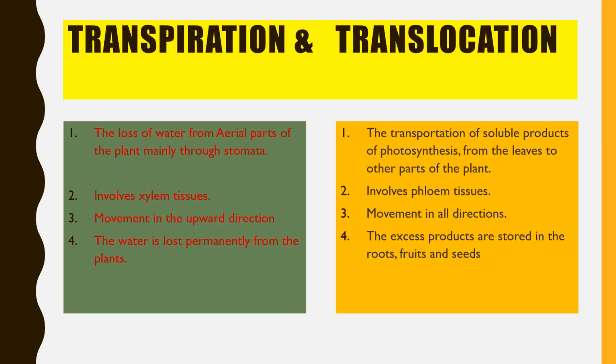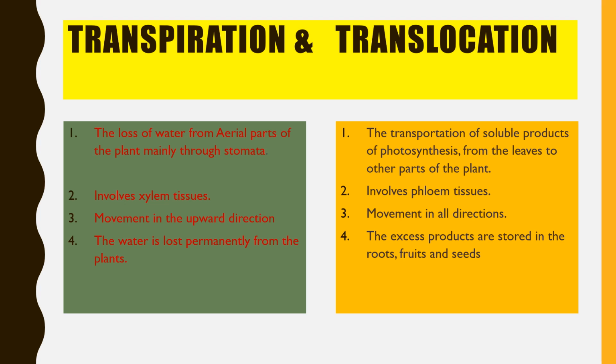Let us look at the difference between transpiration and translocation. Transpiration is loss of water from the aerial parts of the plant, mainly through stomata. The transportation of soluble products of photosynthesis from leaves to other parts of the plant is called translocation. Transpiration involves xylem tissues. Translocation involves phloem tissues.